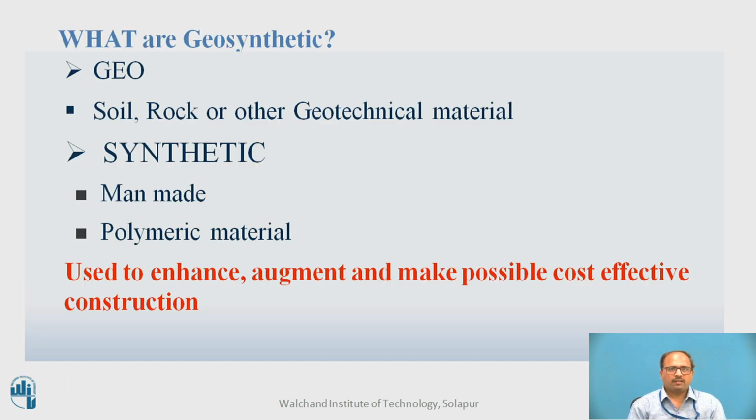First, what are geosynthetics? Here two words are there. One is geo. Geo is soil, rock or other geotechnical material. Then one more term is synthetic, and this synthetic is man-made or made by using polymeric material. Why do we use this geosynthetic material? Used to enhance, augment and make possible cost-effective construction.